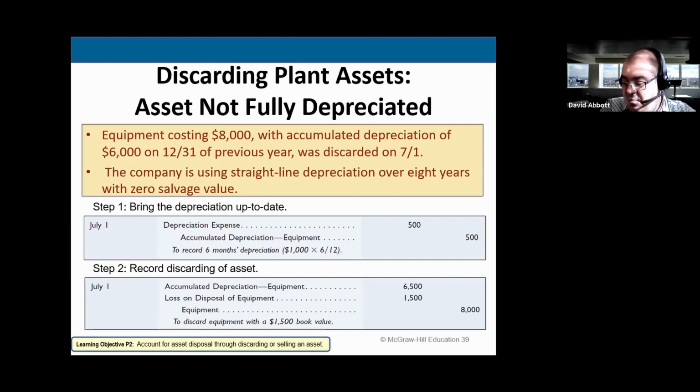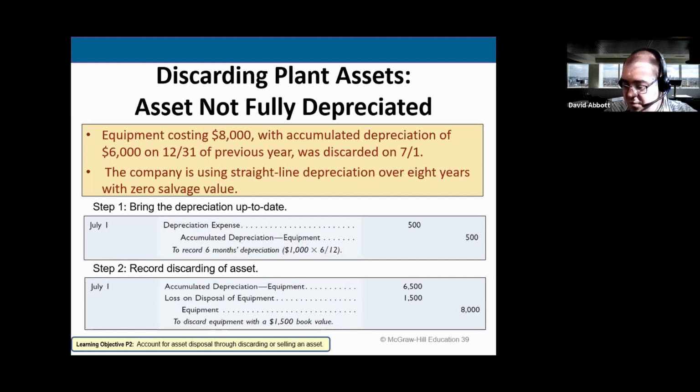Step 1 is to bring depreciation up to date. This requires the entries shown above. So we see in this example a debit to depreciation expense of $500, and then the credit to accumulated depreciation, equipment, for $500, because that reflects the amount of depreciation from January to the current period.